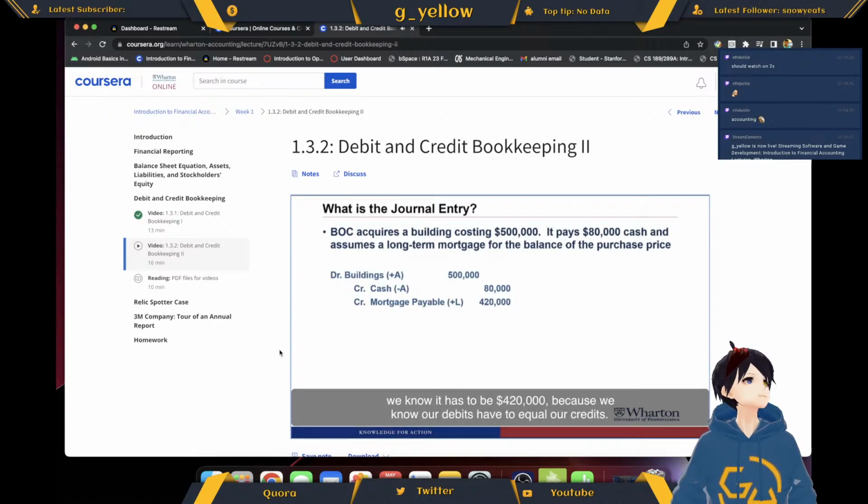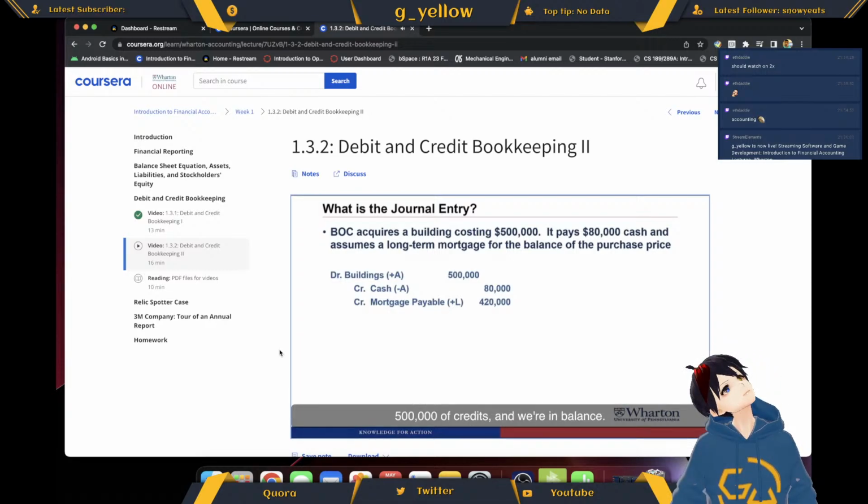We're not given the amount, but we know it has to be $420,000 because we know our debits have to equal our credits. Once we credit mortgage payable for $420,000, we have $500,000 of debits, $500,000 of credits, and we're in balance.